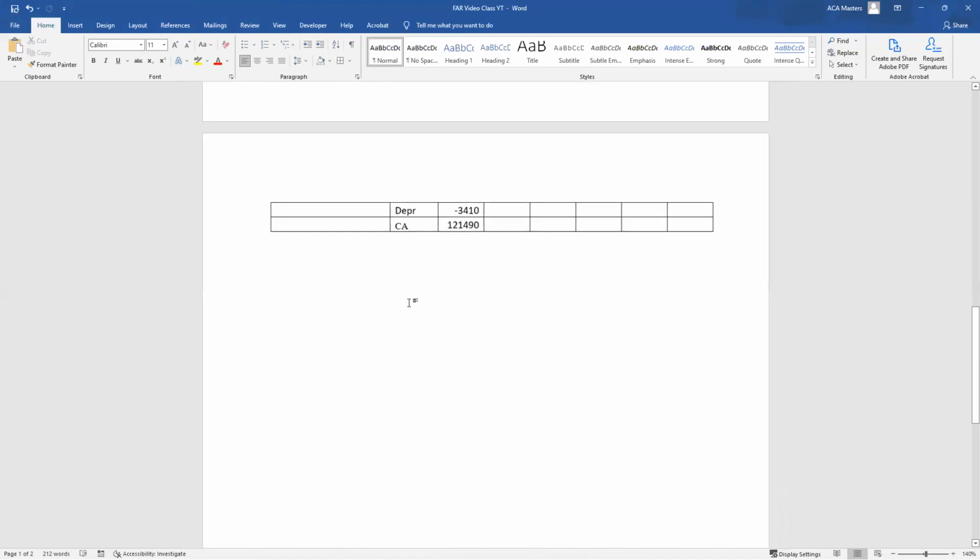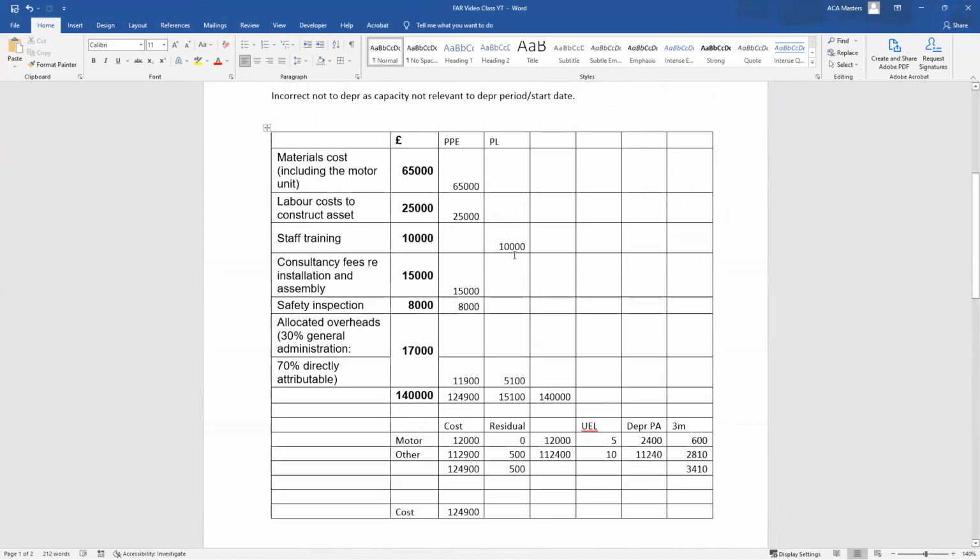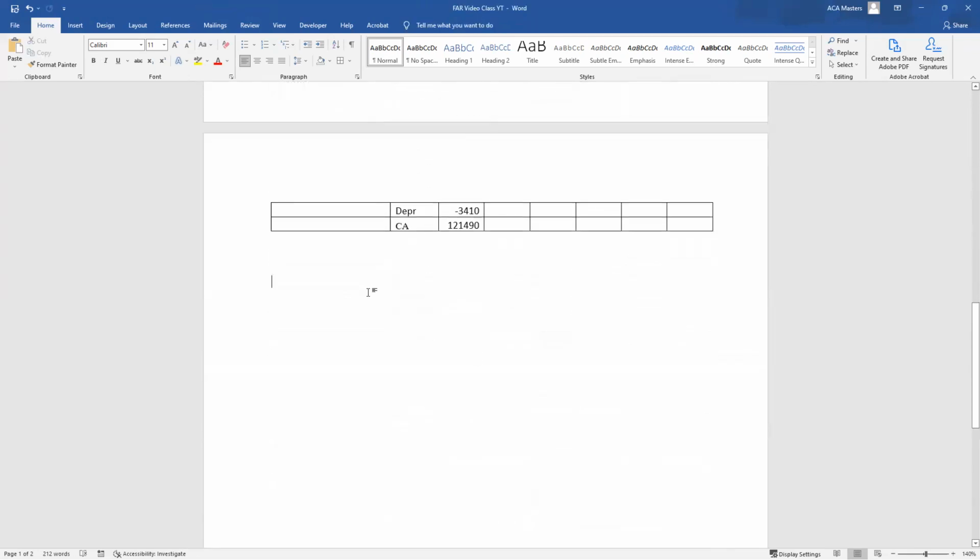So let's think about the journal entry here. Well, we've got a couple of journal entries because we said they should initially have recorded those expenses in the P&L, and these were recognised as part of PPE. So they should have been expensed. So they should have been expensed in the P&L.